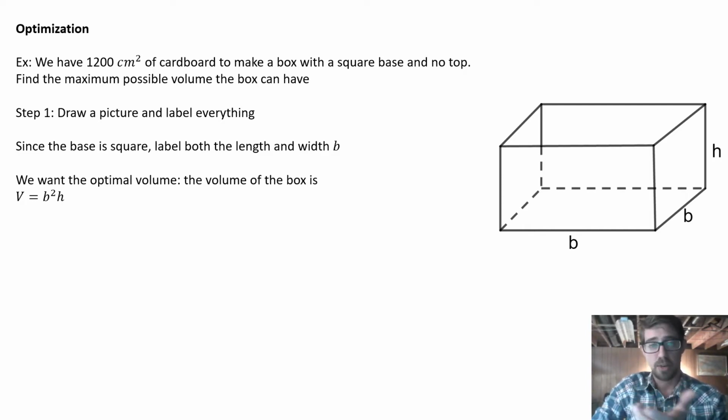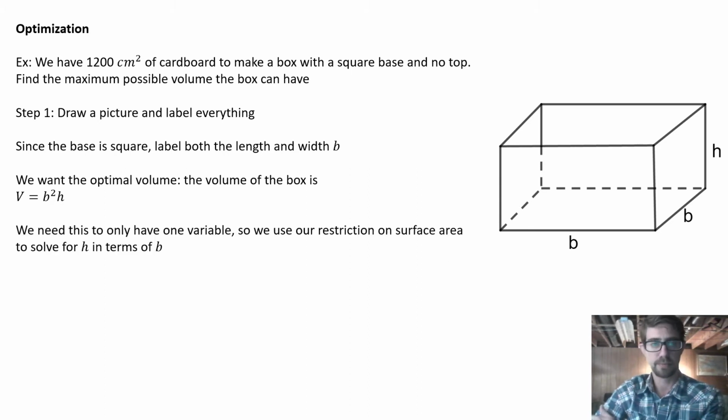So the volume of a rectangular prism is just all the sides multiplied together. So it's just base times height, the area of the base times the height. Since our base is square, that's B squared times H. So that's the equation we're ultimately going to be working with. But that has 2 variables in it. And we can't take the derivative of something that has more than 1 variable in it because it's not a function of 1 variable B. It is a function of 2 variables.